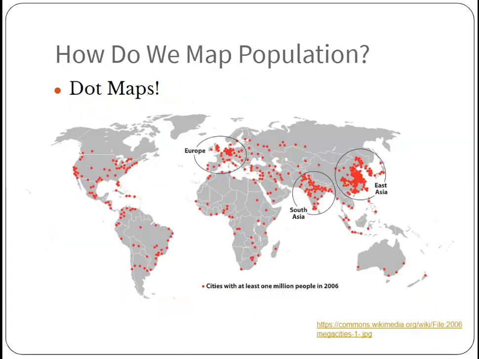So, number one thing that geographers want to talk about is, how do we make a map out of this, right? We got to map it. So, dot maps are a very popular way of mapping population. This here from your textbook is a dot map where each single dot is a city that has at least 1 million people as of 2006. So, it is a bit old, right? As of 2006. So, every single red dot here shows you a city that has at least a million people.